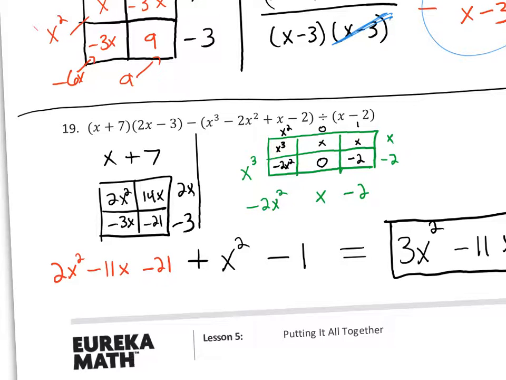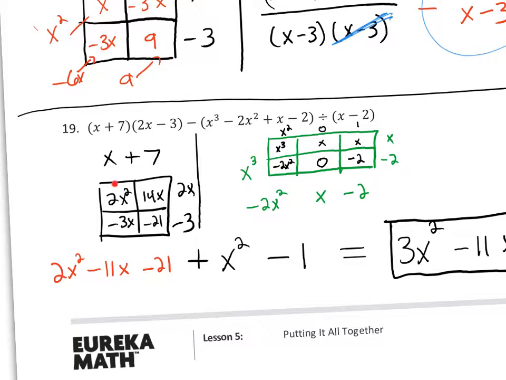When I read this problem, x plus 7 times 2x minus 3, we need to do a multiplication problem. There's a subtraction problem of a division problem. Oh, I have to use PEMDAS. I've got to do the multiplication and division before I do this subtraction. So let's check it out.